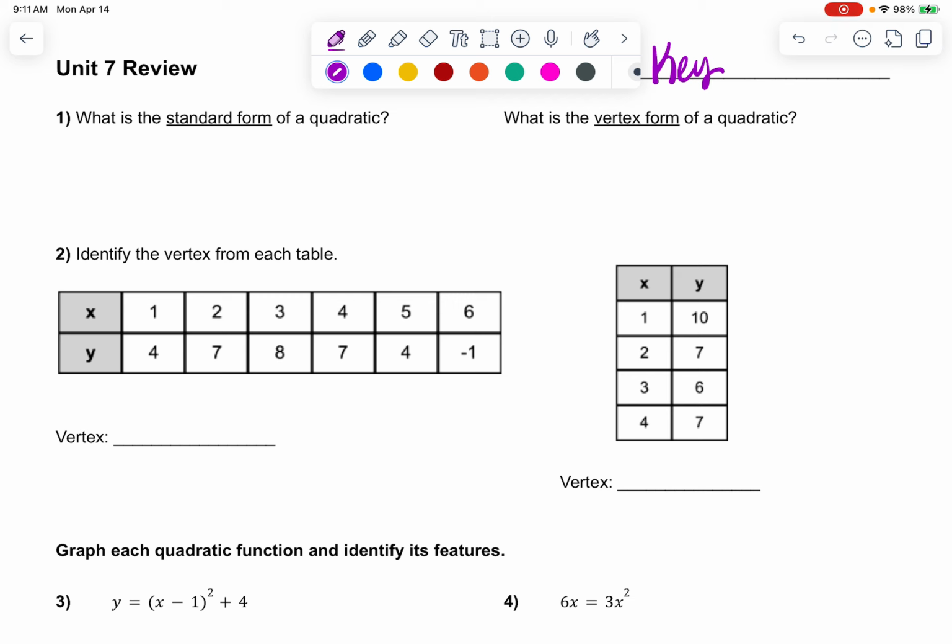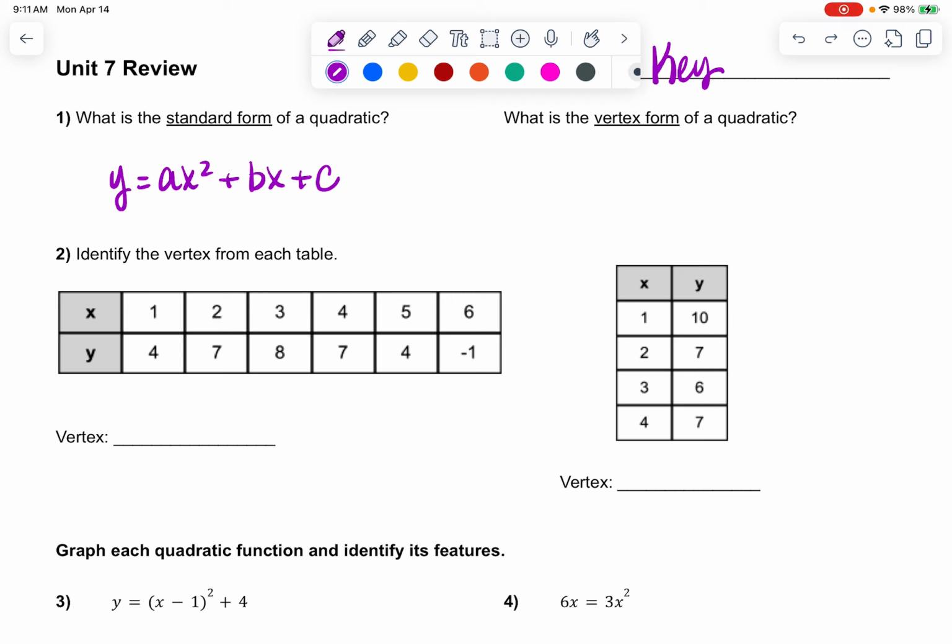All right, the first one says, what is the standard form of a quadratic? So that's just going to be our standard form, y = ax squared plus bx plus c. Please make sure you put the y equals in the front, right? If you don't put the y equals, I'm going to count it half wrong, because a quadratic equation needs to have a y equals on it and not just be the expression, okay?